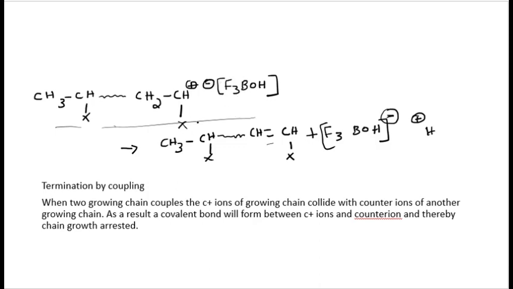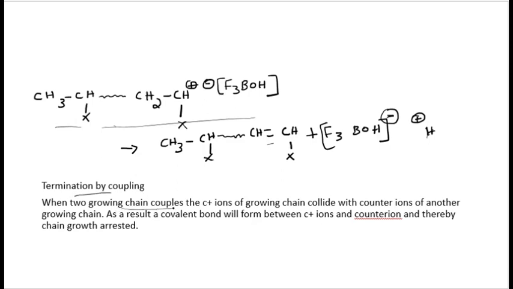counter ion. So when this termination occurs, this carbonium ion, that is this H plus ion, will transfer towards the counter ion and form a double bond in the polymer chain. Thereby the chain growth will stop. This is known as ion pair precipitation. And next is the termination by coupling.